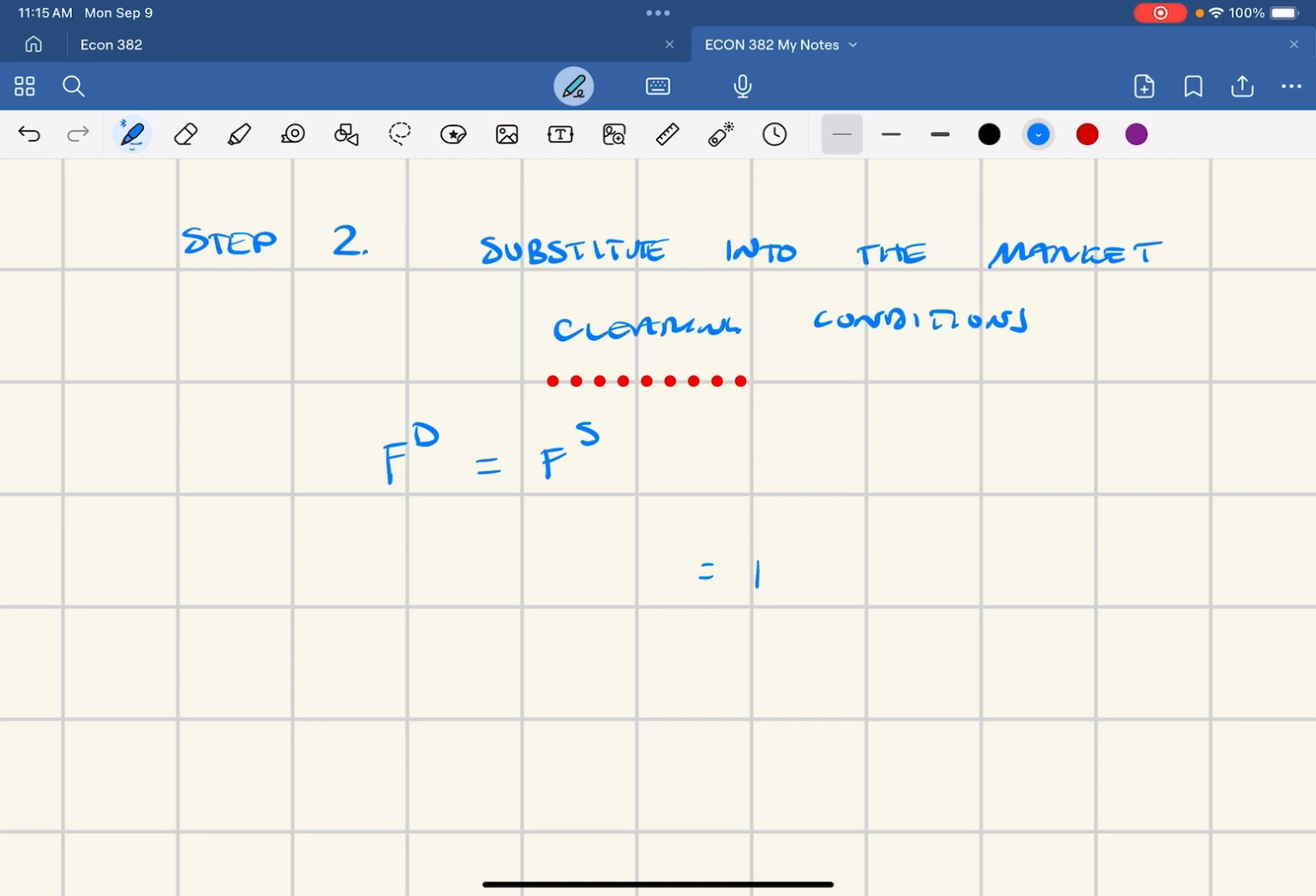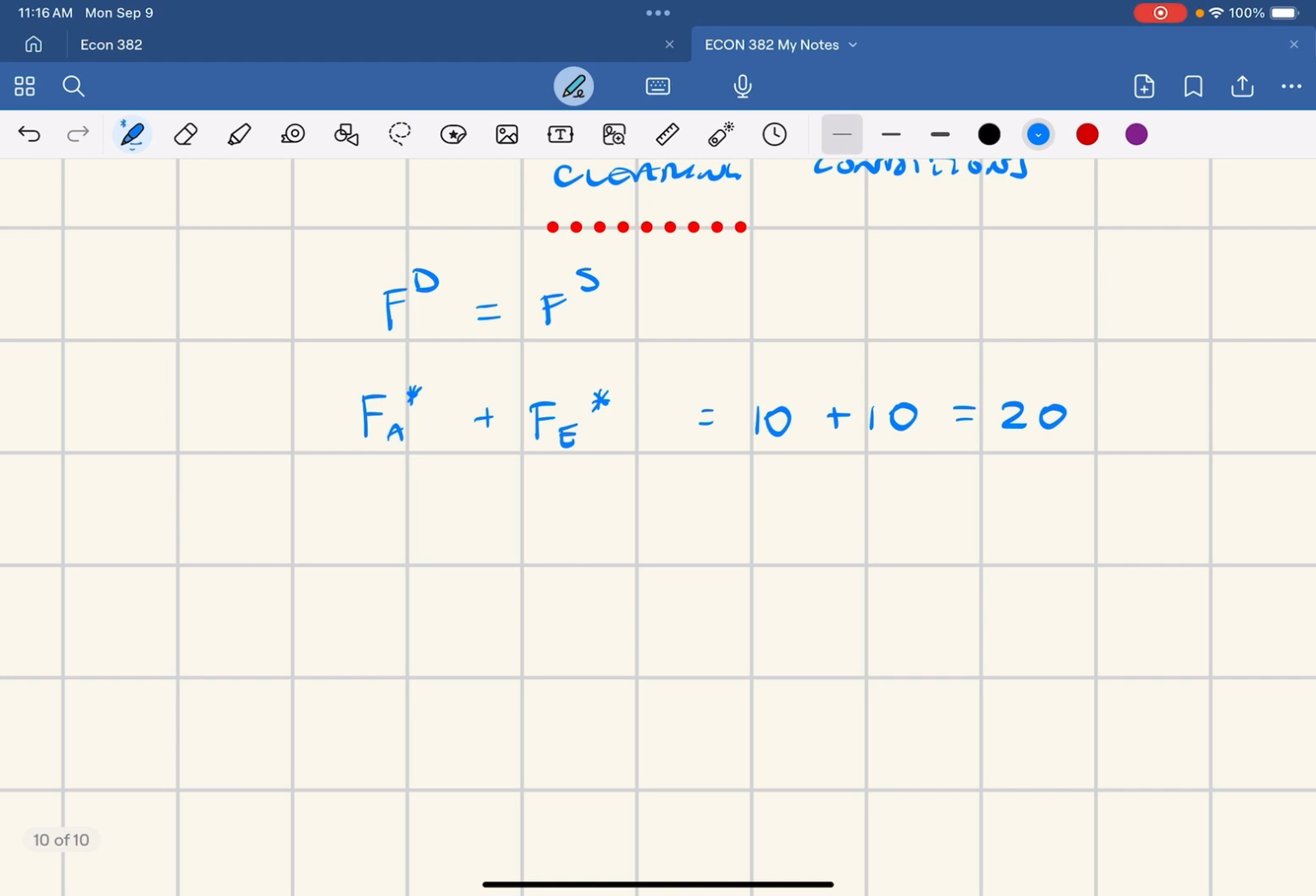Adam is endowed with 10 figs, and Eve is endowed with 10 figs. So in this exchange economy, there are only 20 figs that can be exchanged. Well, the demand is simply the demand that Adam has plus the demand that Eve has needs to equal this market clearing condition. And so I can use this to say, well, I know the demand for Adam and I know the demand for Eve. We just solved those.